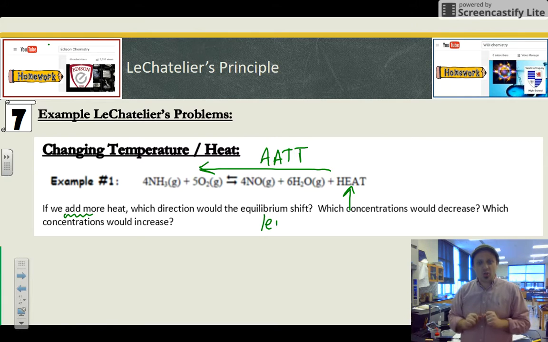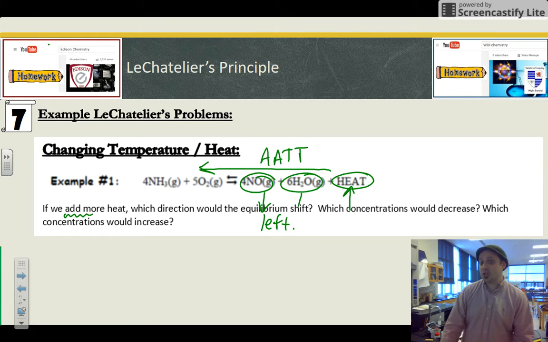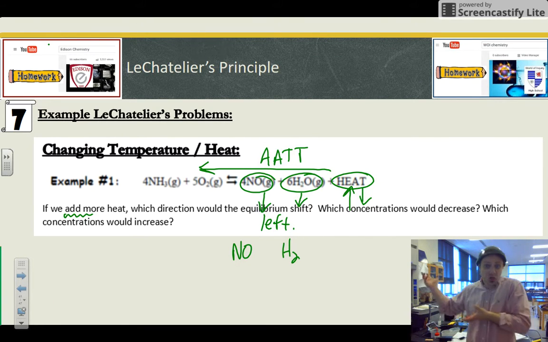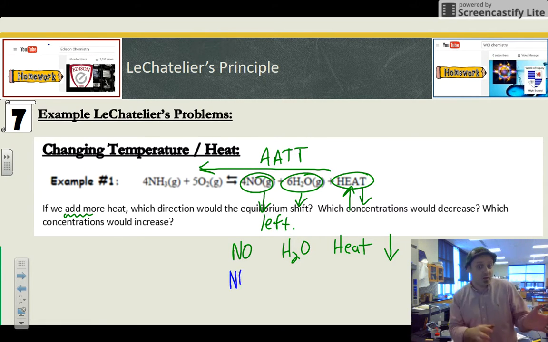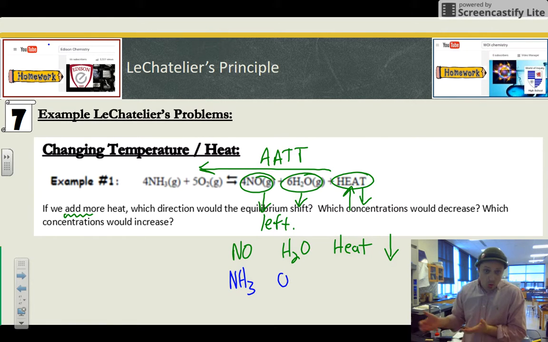Which concentrations would decrease? So then everything on this side is going to decrease because it gets used up. Which concentrations would increase? Well, anything on the side that the big shift arrow points towards would increase. Because if I add more heat, I can break down or combine nitrous oxide and water more often to make more oxygens and ammonias. So that's what would happen.